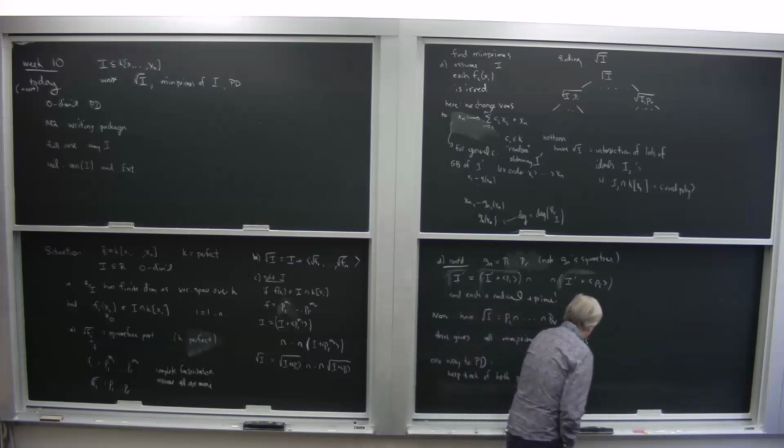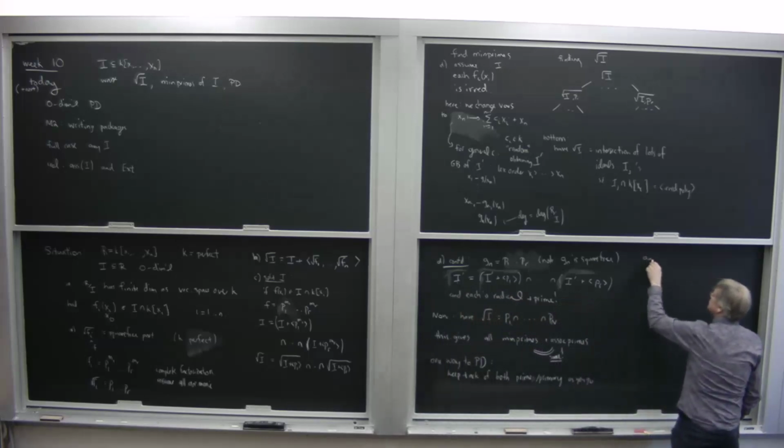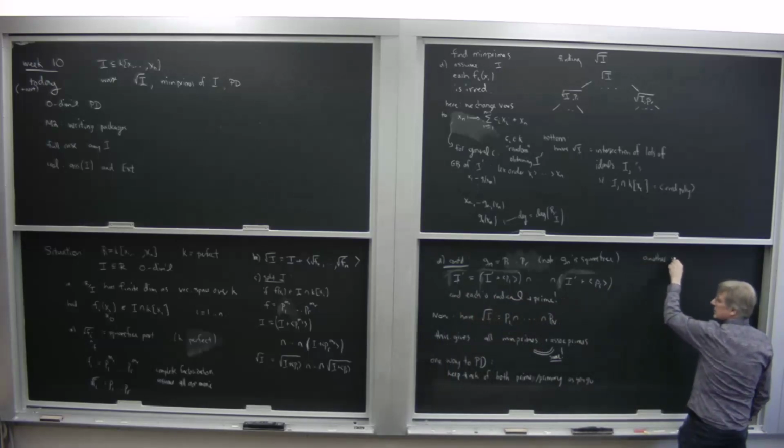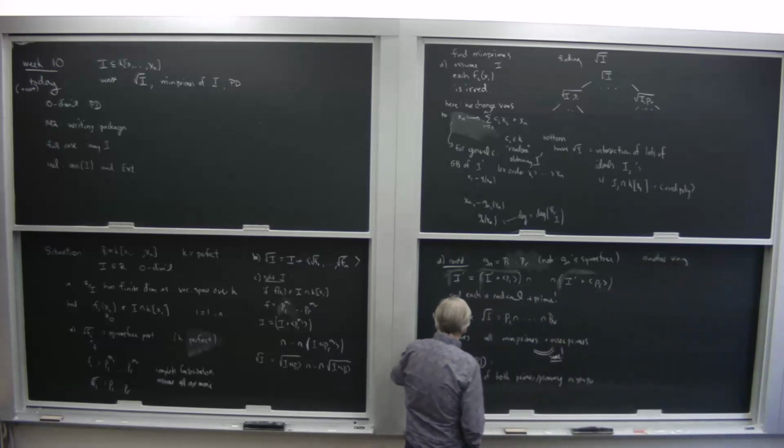But another way of doing it would be the following. Another way. Okay, this is step E. That gives us this. This is step E, find the primary decomposition.